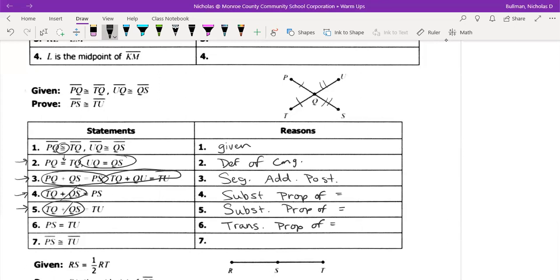And then our last statement looks almost exactly the same as statement 6, except I went from an equal sign to congruent. So this is our definition of congruence.